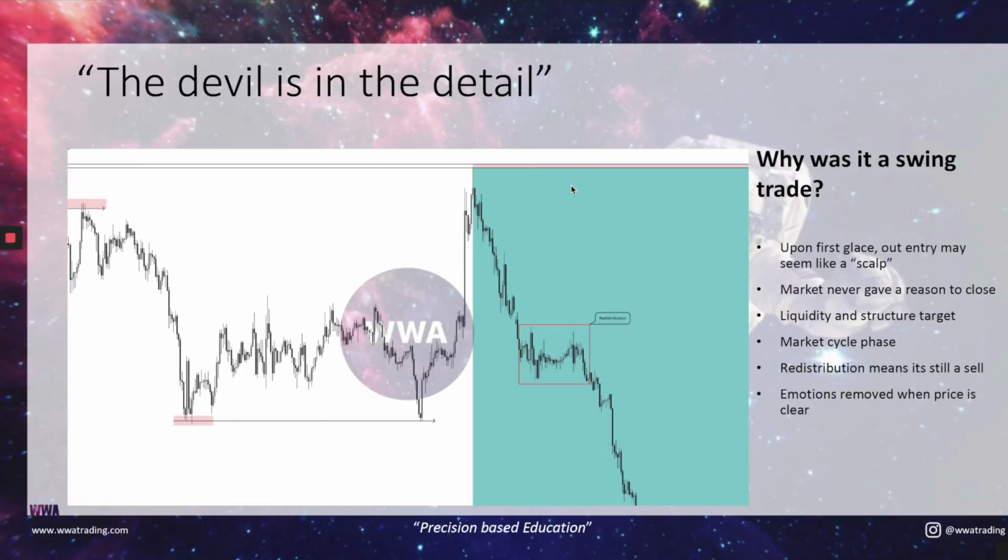So why was this a swing trade, and how could we really understand the market was going to return to this point with such precision? At first glance, it may seem like a scalp because we had just a 4-pip stop loss. But because we truly understood at what phase in the market cycle we were, and we understood the lower time frames, we understood where liquidity was lying, we were able to actually maximize and capitalize on this trade.